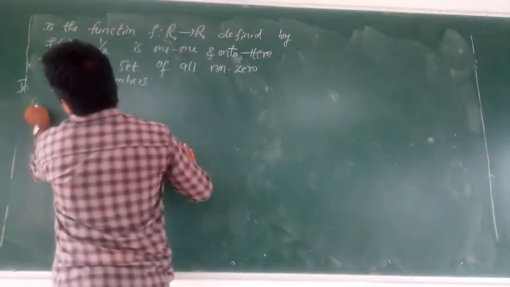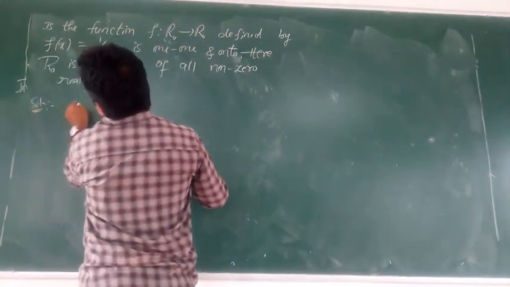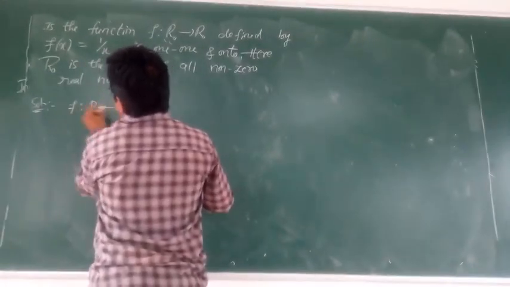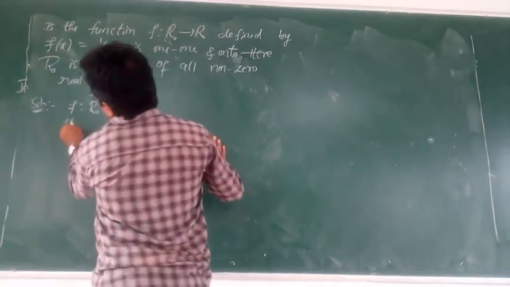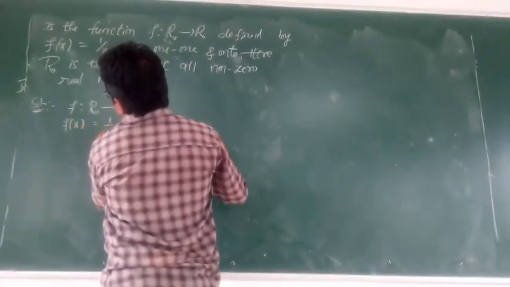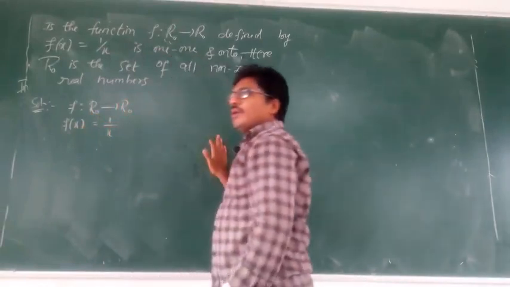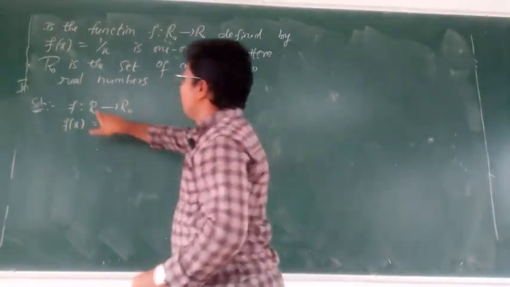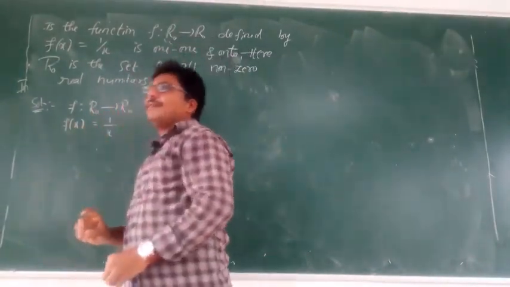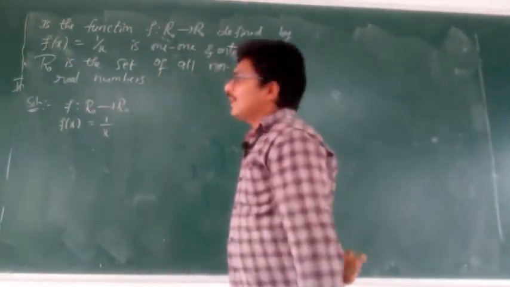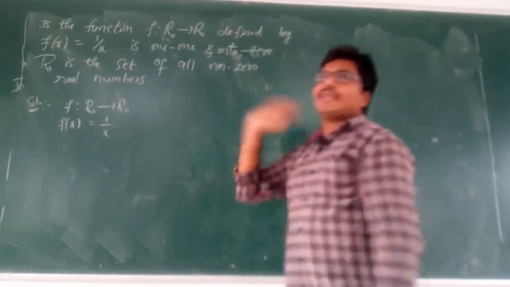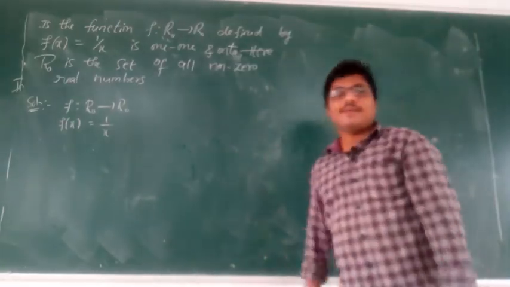Okay, solution for it. We will write that one: the function goes from R0 to R0, the mapping goes from R0 to R0. The function is f of x is equal to 1 by x, except 0, because if you fill in 0 in the placement of x, the answer is infinity. That's why except 0 we can take any number.